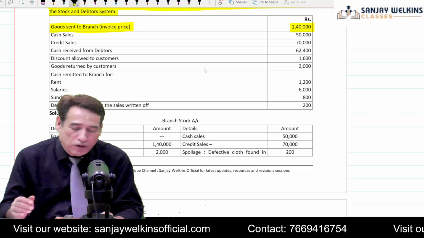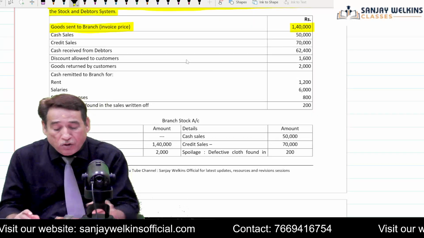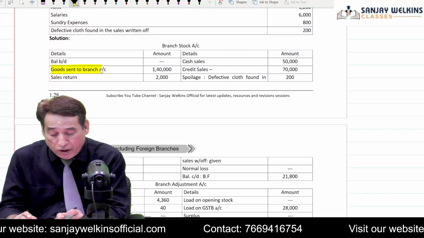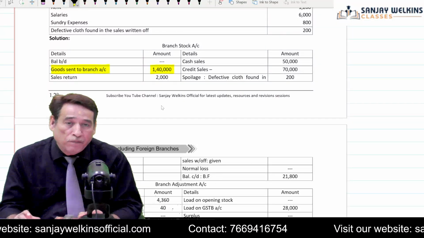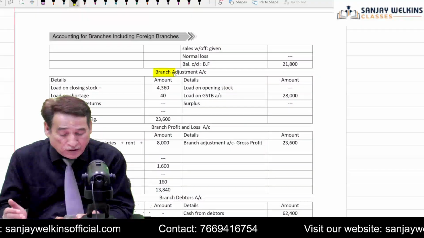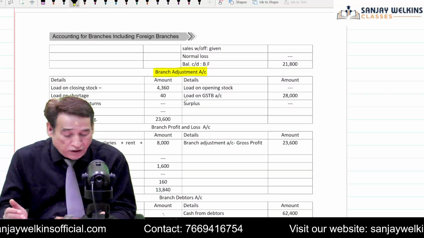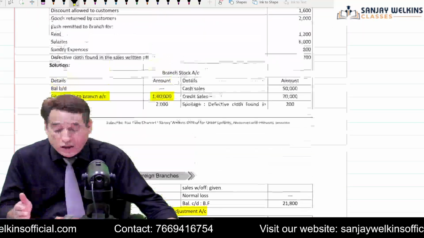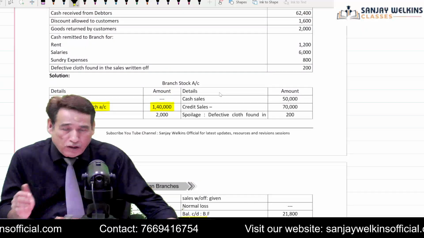So first of all, in this particular question, it is given that goods sent to branch 1,40,000. Actually, it's a simple question. I did not require to tell you much. So you are going to write it, goods sent to branch, on the debit side of the branch stock account. Is it clear to you? And now we will take the loading. So loading will be written in the branch adjustment account. You will write here loading on goods sent to branch account. You can straight away write 28,000, 1,40,000 into 1 by 5.